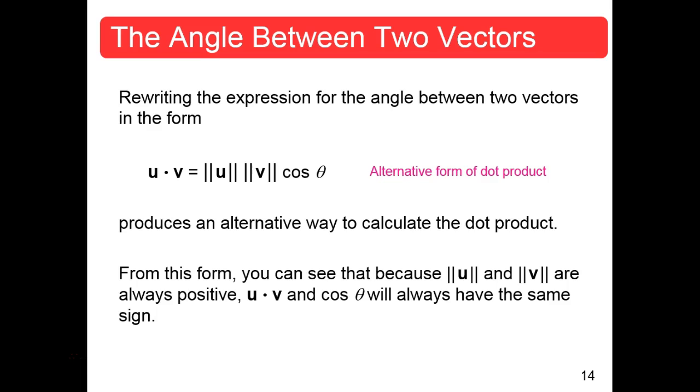From this form, you can see that because the magnitude of u and magnitude of v are always positive, u dot v and cosine theta will always have the same sign. Because these two are always positive, whatever the sign of cosine theta is, that's got to be the sign of your dot product. Okay.